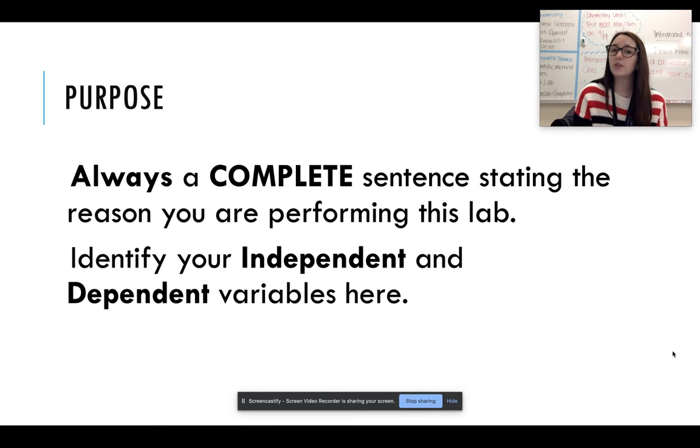Your purpose is always a complete sentence, and it's stating the reason you're performing the lab. So the lab is performed to test if more energy means more math or science problems. And then identify my independent and my dependent variables.